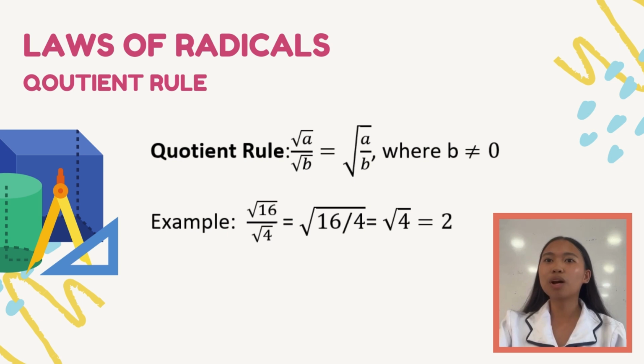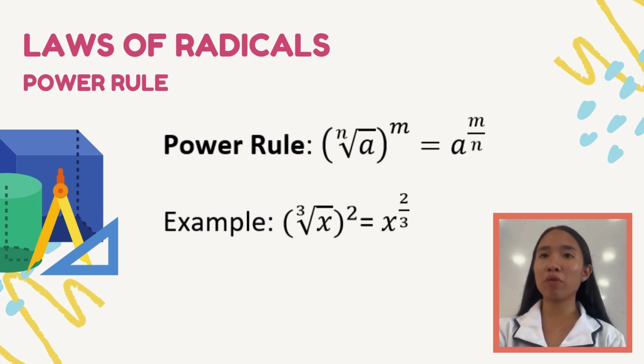Very good. Both of these rules are essential for simplifying expressions with radicals. Remember, the product rule helps us combine radicals when we multiply, and the quotient rule helps us simplify when we're dividing, as long as the divisor is not 0. Now let's continue with the power rule.